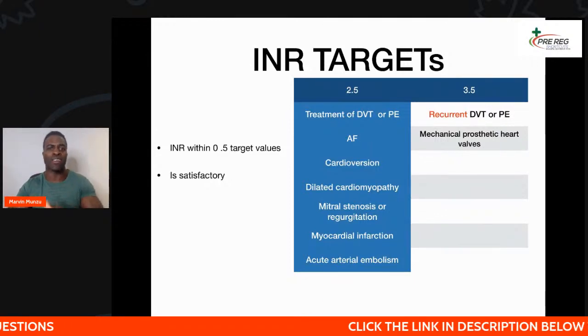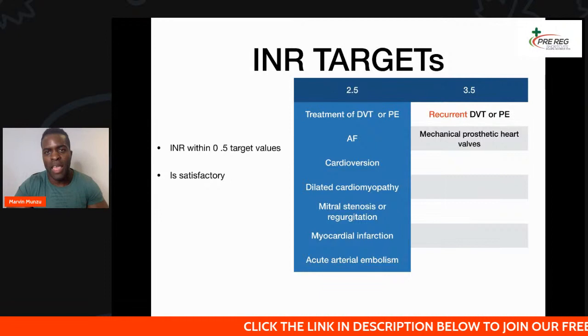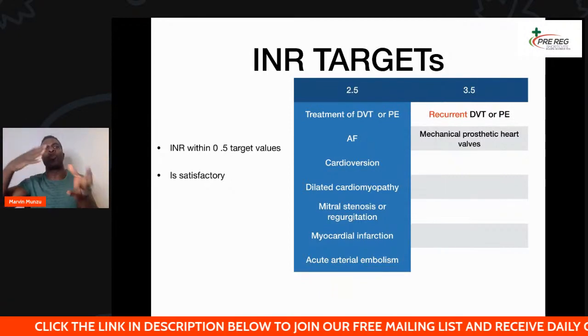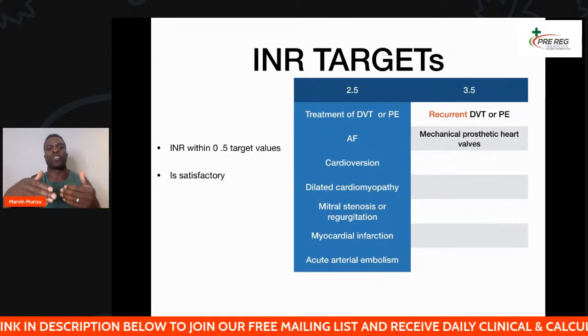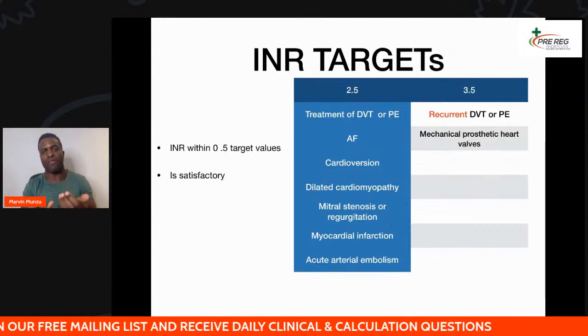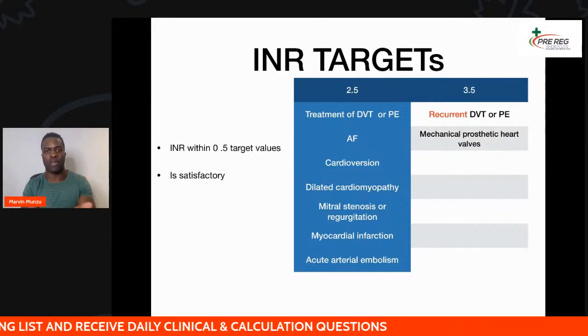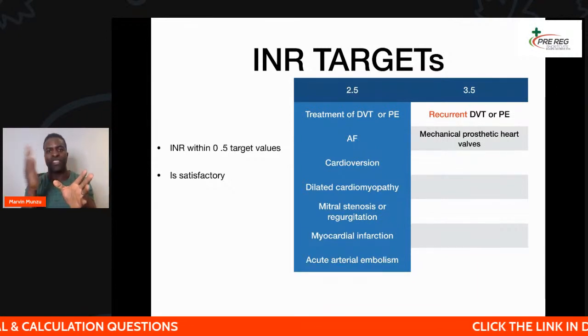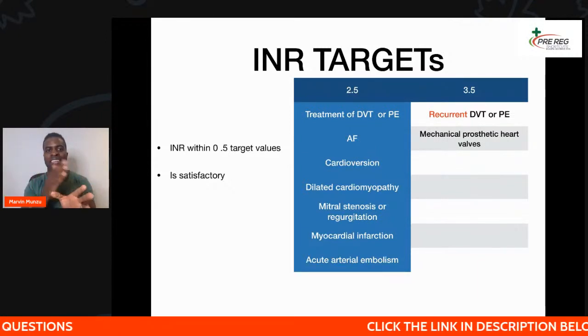Once you know those two, you're fine, because everything else is 2.5. And then the way to do it is, you're always within a range of 0.5. You could go up 0.5, and that's fine. So say for instance, a treatment for DVT could be 2.5, or it could be up to 3.0. As long as you're within 0.5 of the target value, then it's fine.